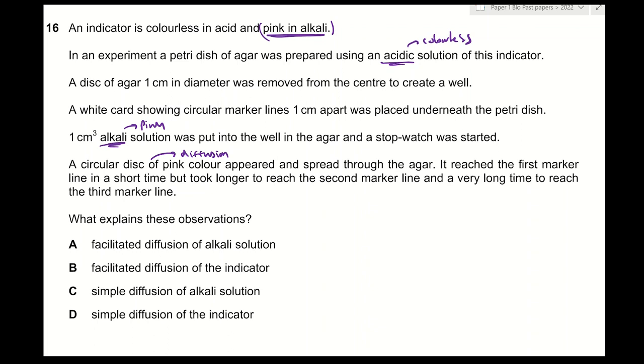Now, let's see the suggestions that we have here. Facilitated diffusion of alkali solution. Yes, alkali solution is what diffuses because the color changed to pink. And facilitated diffusion is incorrect, as we said, because here transport proteins are not present. It's just a normal simple diffusion. Therefore, facilitated is incorrect and alkali is correct. Now, simple diffusion, this is correct as we just said, and diffusion of the indicator, this is incorrect because the indicator is not the substance that actually diffuses. What diffuses is going to be the alkali because that was the solution that was put into the well. Therefore, the correct answer is going to be C.